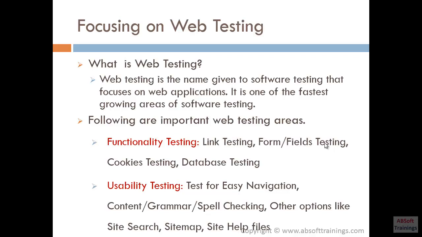Then usability testing. So let's say a new user is coming to your website. In terms of using the website, how easy is it for the user? So usability testing is really important. You're going to test different things. Test for easy navigation. So if the user wants to go to a specific area, how easily is he finding links or navigation to that area. Then general spell checking, grammar, content checking, then a site search option to easily search different areas of the site, then sitemap, site help files. So this is mainly making the usability easy.